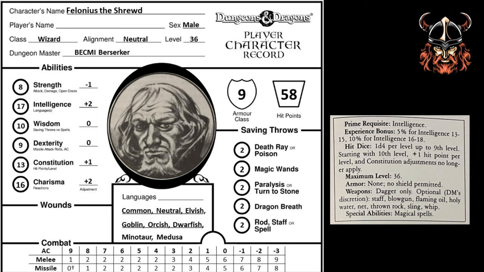As for his hit roll chart, this hasn't progressed very much, as Felonius' speciality is not weapons. That said, he still only requires a 6 or a 5 to hit armor class 0 with melee or missile weapons, respectively. We can also see that Felonius has added Minotaur and Medusa to his list of known languages, which would have been required through spending skill points. We'll get to that in a moment.